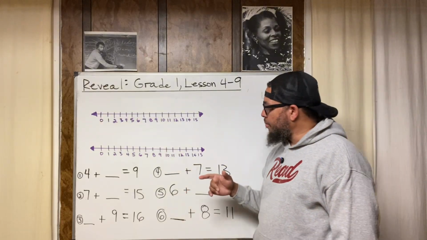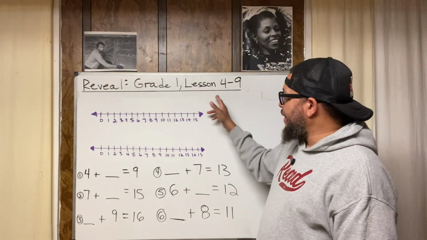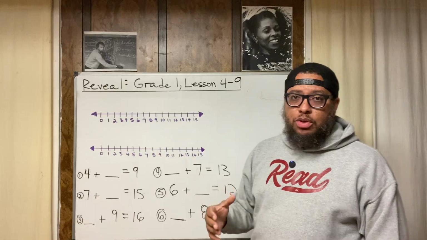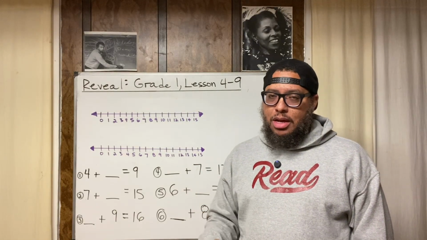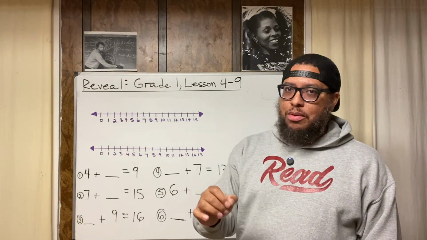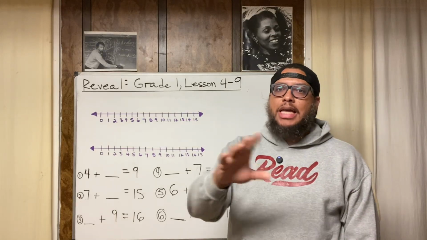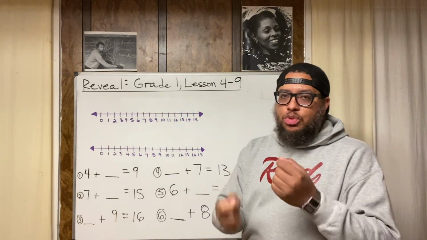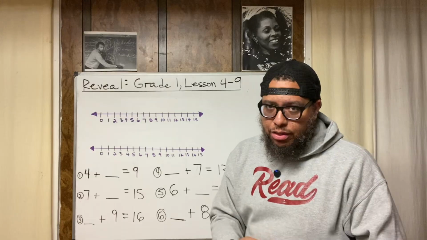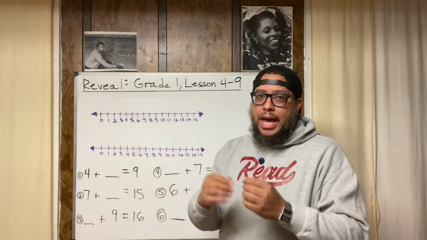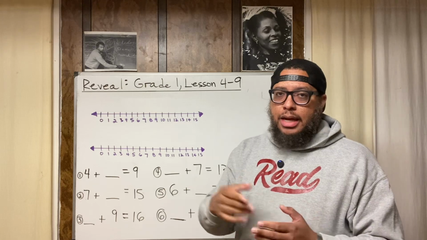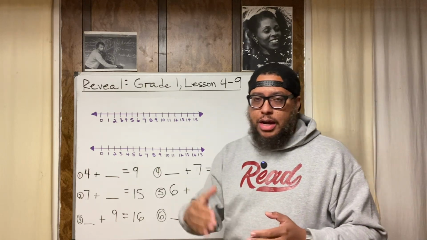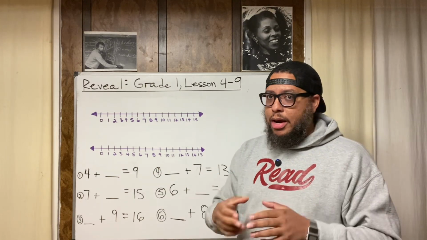So what are we actually doing in this lesson 4-9? We're dealing with what we call unknown addend problems. First of all, what's an addend? The addend is one of the numbers that you add together to get a sum. It's spelled just like it sounds: ADD, add, END, end, like the end of a movie. Put the two words together: addend.